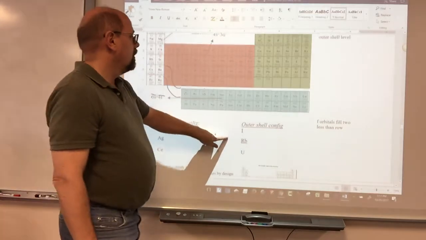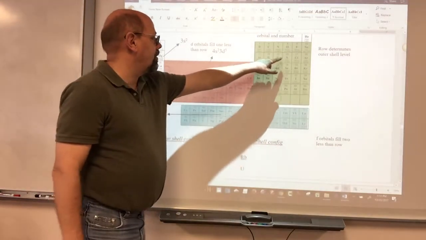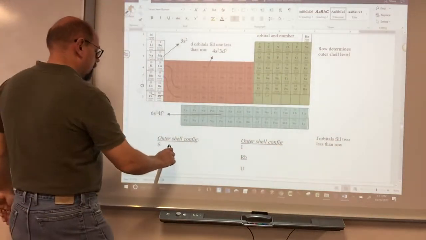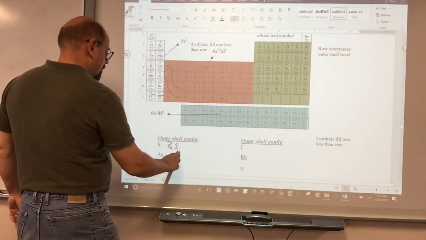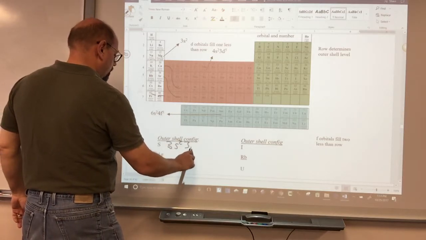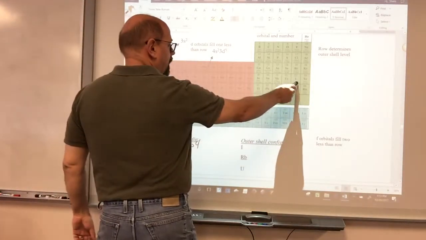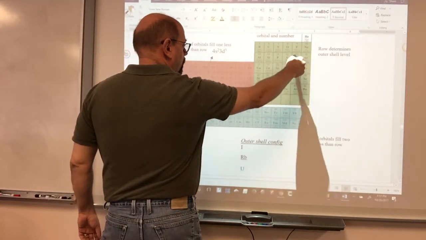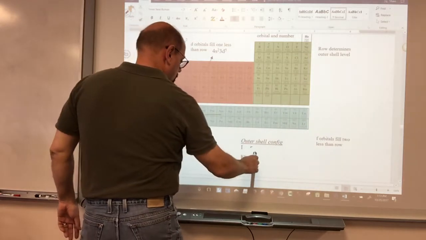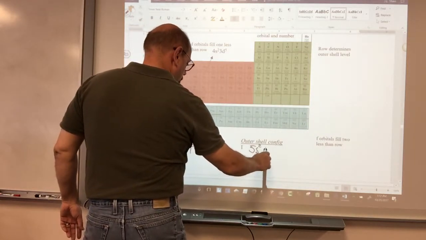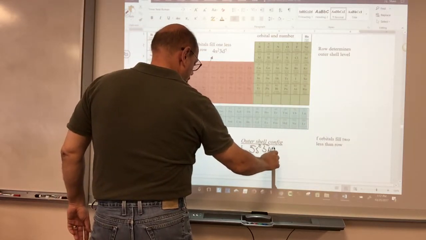Sulfur. Sulfur is here under the 3rd row. Sulfur's got a 3s2, 3p4. Okay. Iodine's outer shell right here. It's in the 5th row down. 1, 2, 3, 4, 5. 5s2, 5p5.